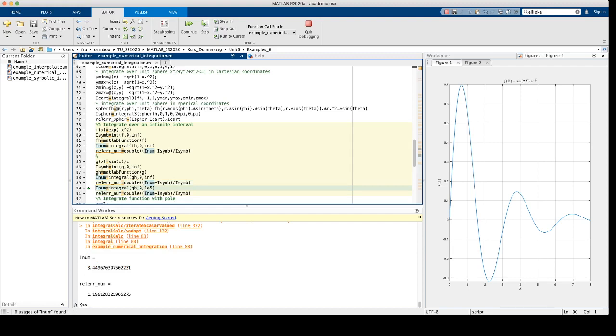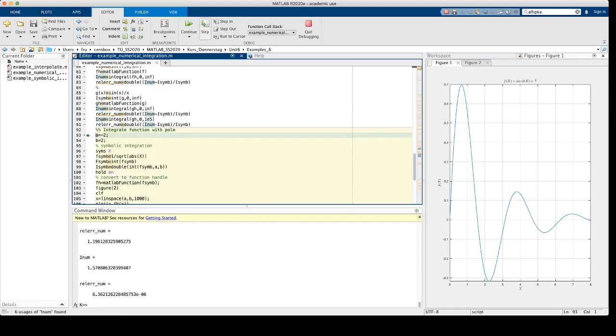So let's replace the upper limit of infinity by a large upper limit, let's say 10 to the 5. And in this case now we get a reasonably precise approximation of the integral with a relative error of 6 times 10 to the minus 6.